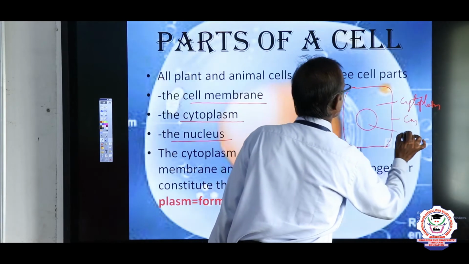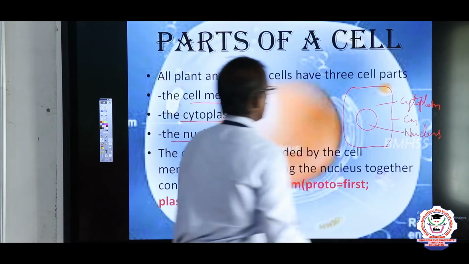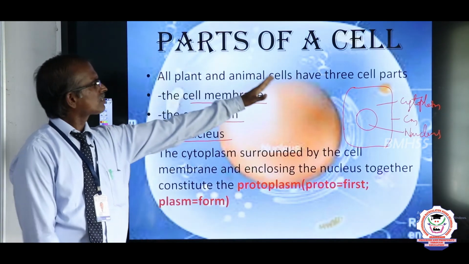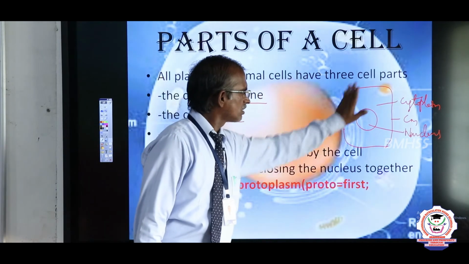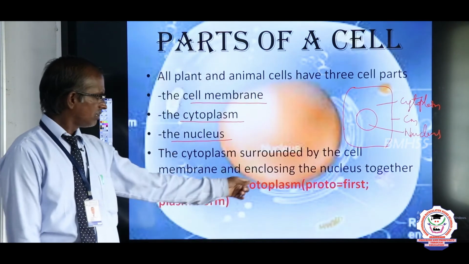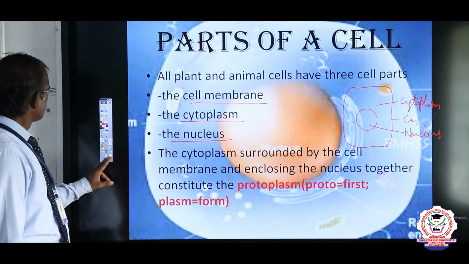Enclose the nucleus. These structures are called the parts of a cell. It is a basic part. This is entirely covered with a life-giving material we know as protoplasm. Proto means first, plasm means form.